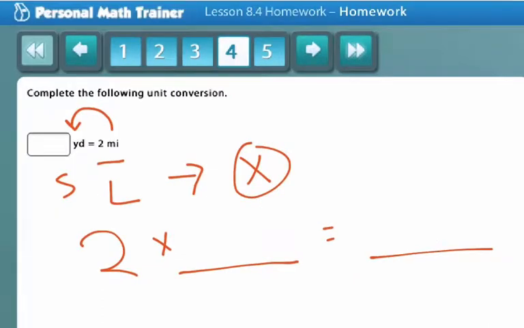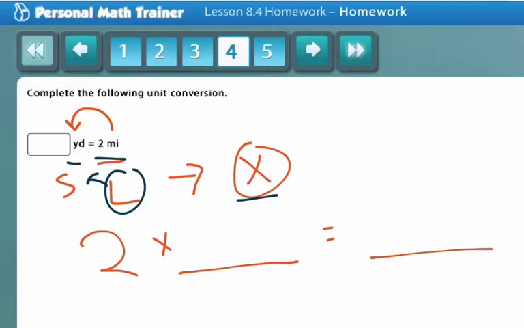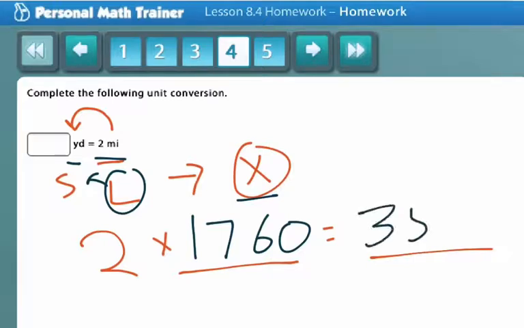Next problem, again, you're seeing a conversion between miles and yards. You know a mile is much larger than a yard, so you're going from a large unit to a smaller unit, so you need to multiply because there are more smaller units than one large unit. So what is the conversion factor between miles and yards? Go ahead and check your chart. You see that there are 1,760 yards in 1 mile. So you put in 1,760, you multiply that by 2 to get 3,520 yards. It should be in 2 miles.